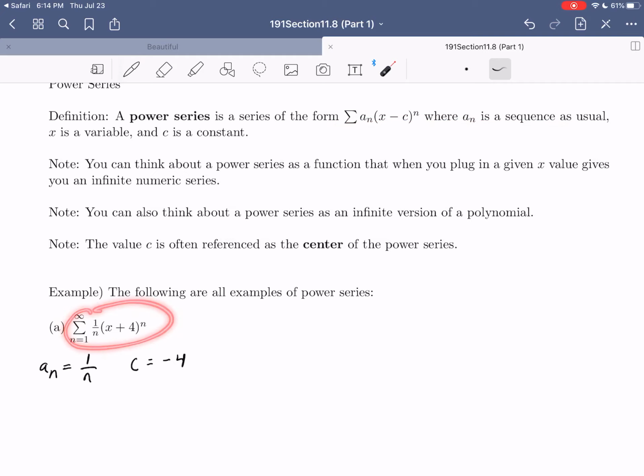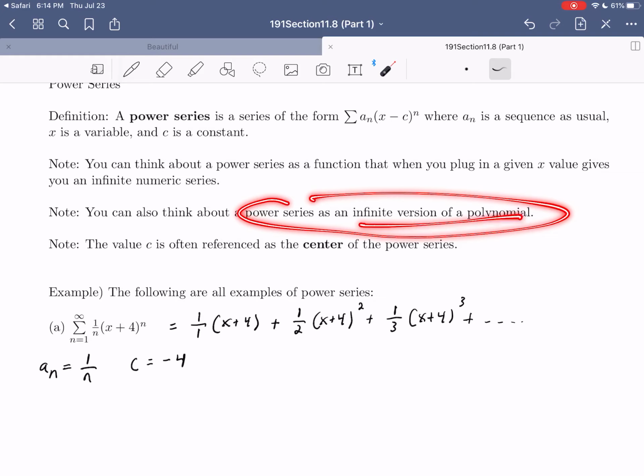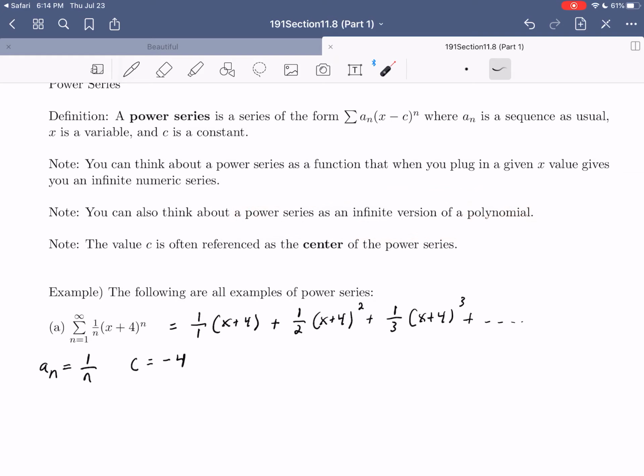What would this look like if we expanded it out and actually wrote out the first few terms? Well, at n equals 1, it would be 1 over 1 times (x plus 4). And then we do plus 1 over 2 times (x plus 4) squared. Then plus 1 over 3 times (x plus 4) cubed, plus and so on. And you can see when you really write it out like this, why we talk about a power series as an infinite version of a polynomial. Each of these individual terms, that's linear, that's quadratic, that's cubic, and so on and so forth.